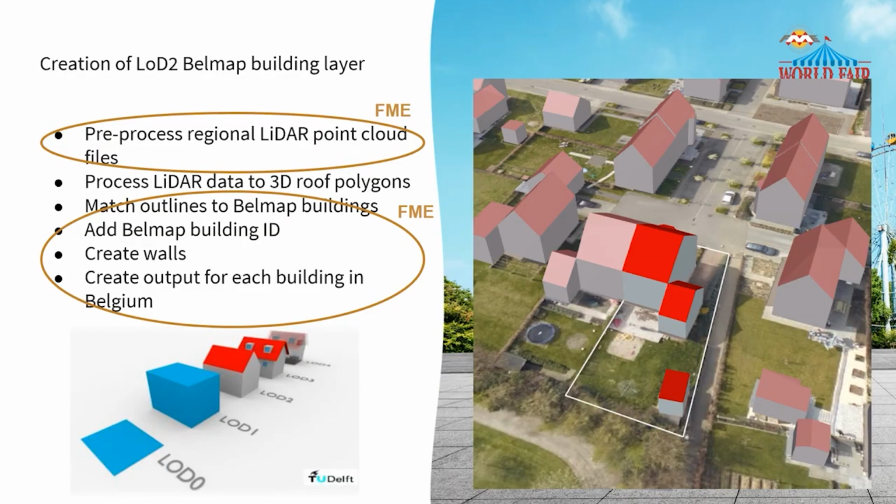This screenshot shows a house in a residential neighborhood. You see that we also managed to produce an LOD2 shape for the smaller annex buildings such as garages and garden sheds.